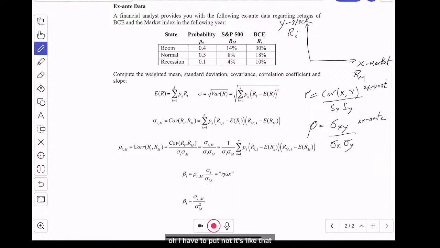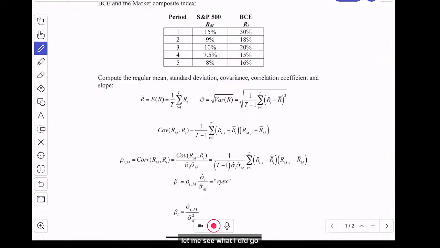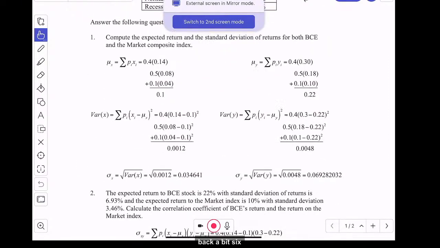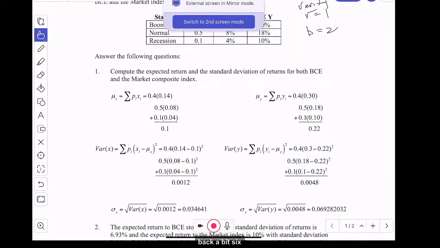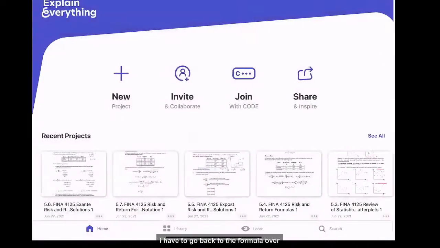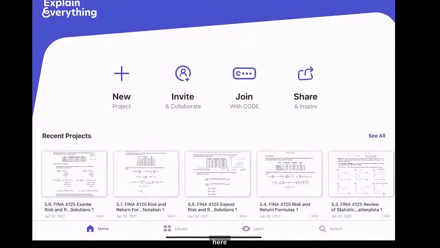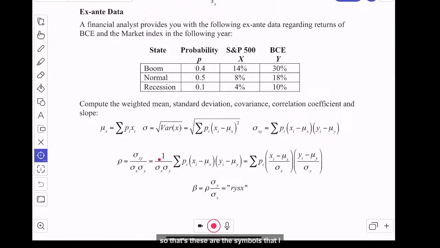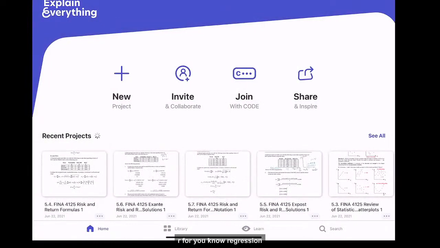And then I want to do it for... I have to put it like that. That's the symbol that I used. Let me see what I did. Go back a bit. I have to go back to the formula over here. So these are the symbols that I used for correlation. It's a Greek letter rho for regression.